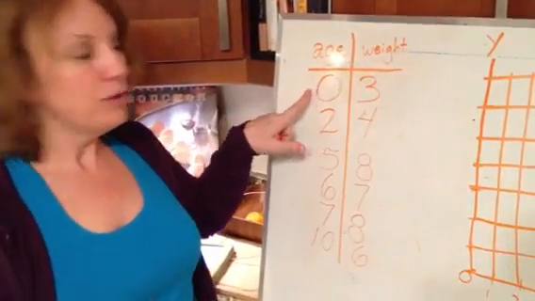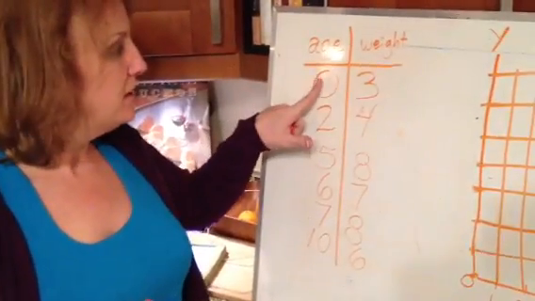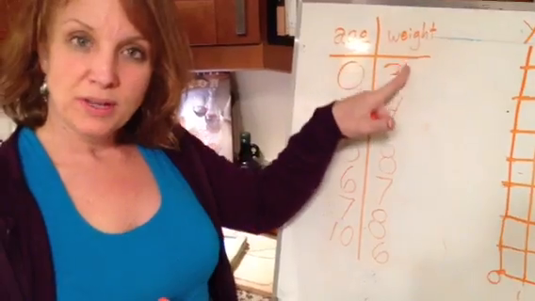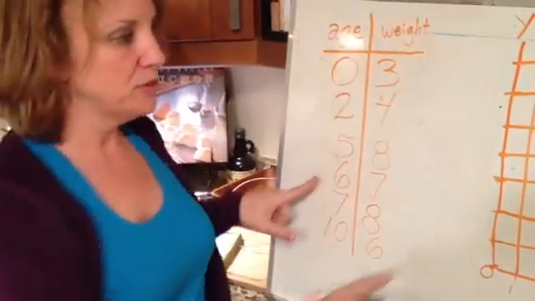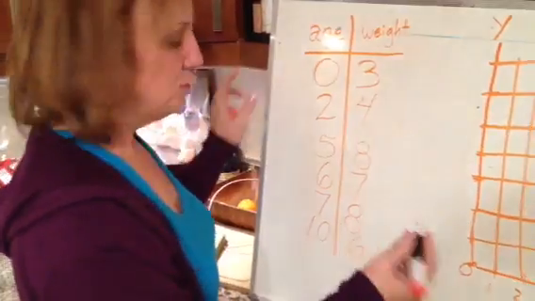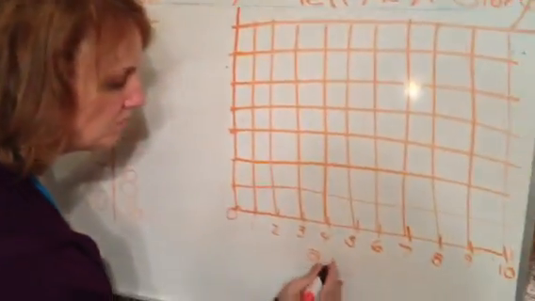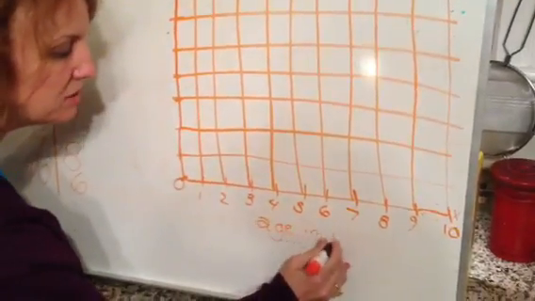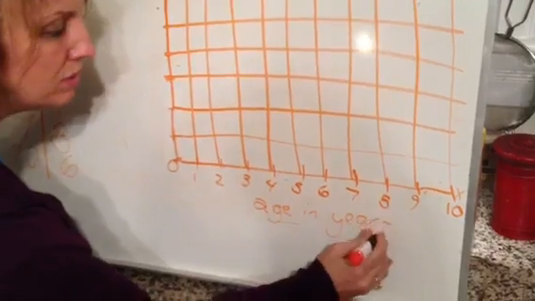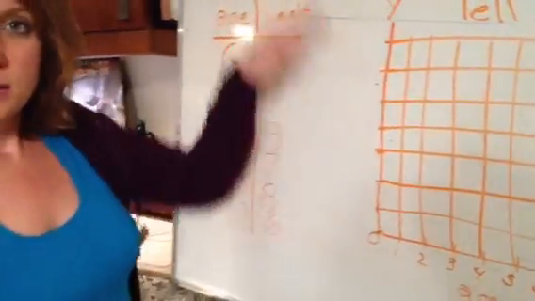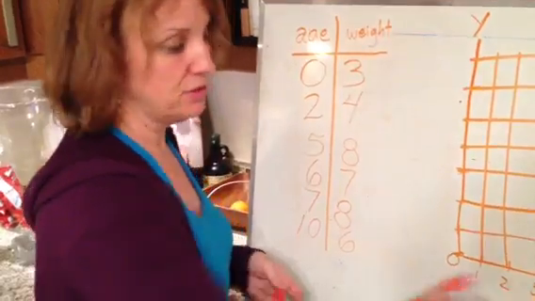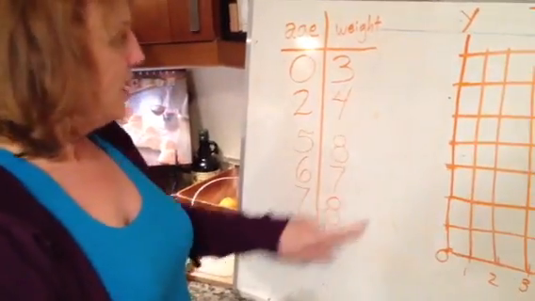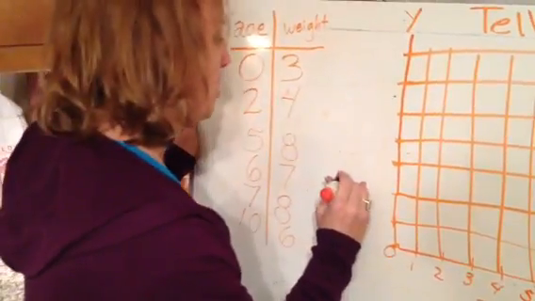Now you'll remember yesterday we played that game where you had the x coordinate and the y coordinate. Well, that's what these really are. This is what's going along here. So I'm going to write age in years. It's important to label your axes because numbers don't mean anything if they don't stand for something. So that stands for the number of years. And then going up this way is going to be weight.